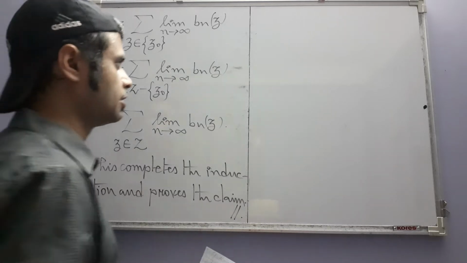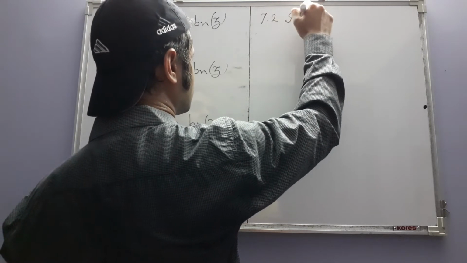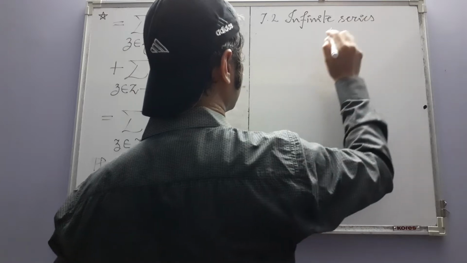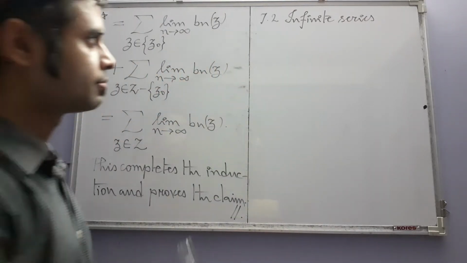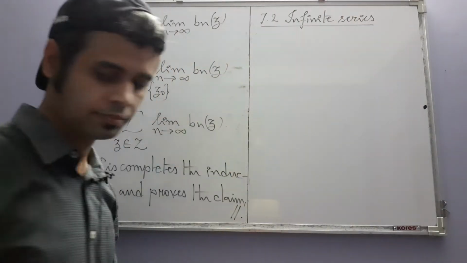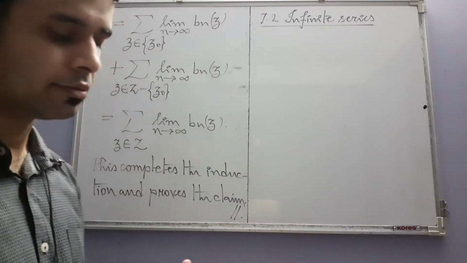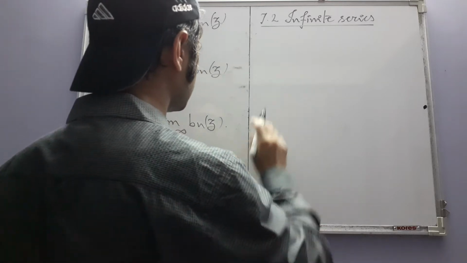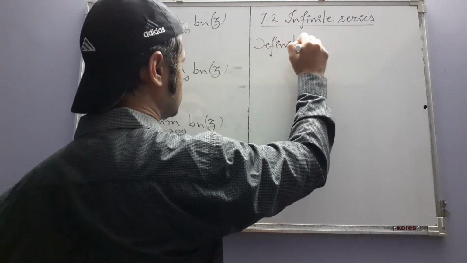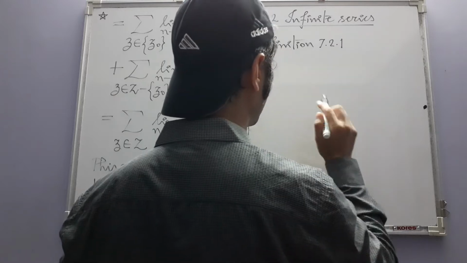So this is the next one, 7.2. Infinite series. So Professor Tao starts. We are now ready to sum infinite series. So first of all, he starts off with the definition of an infinite series. This is the first item, so it will be 7.2.1, and it's a formal infinite series.